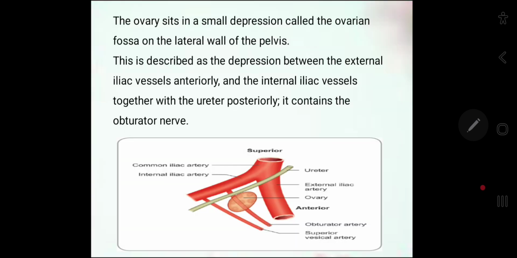The ovary in the pelvis is located at a depression called the ovarian fossa on the lateral pelvic wall. Its clinical significance is that it's bordered by important structures, mainly external and internal iliac vessels, ureter, and contains the obturator nerve. The ovarian fossa borders anteriorly by internal and external iliac vessels and contains the obturator nerve. Another significance of this ovarian fossa is that it is used as a landmark to locate the ovary during pelvic imaging and pelvic surgeries.